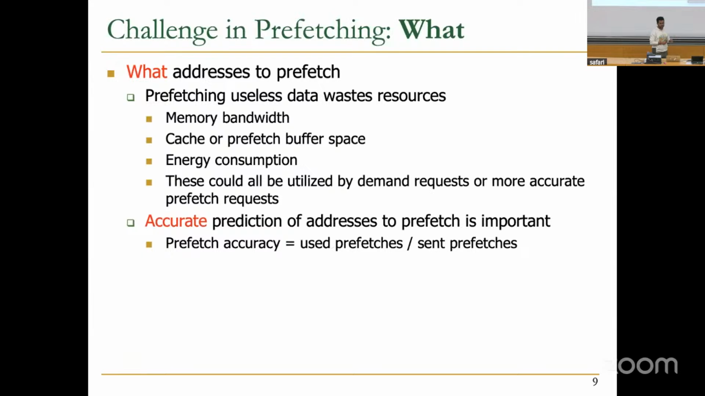So that's why we need to always keep an eye on the accuracy of the prefetching. And accuracy is essentially defined as the total number of prefetches that are used divided by the total number of prefetches that you have sent, right? So ideally, you would want your prefetcher to be as accurate as possible. So whatever prefetch that you are issuing, it's going to be used by the program, right?